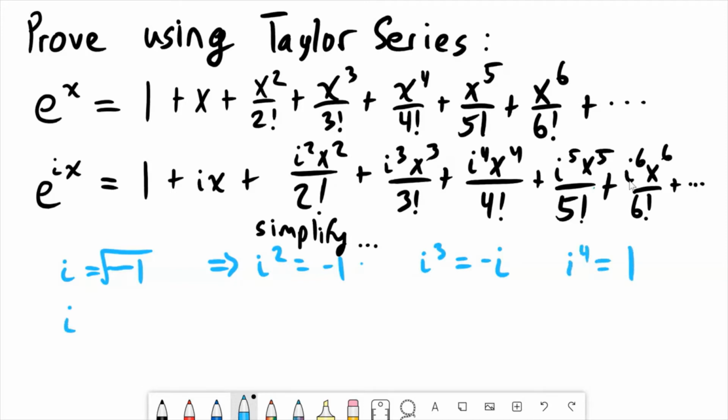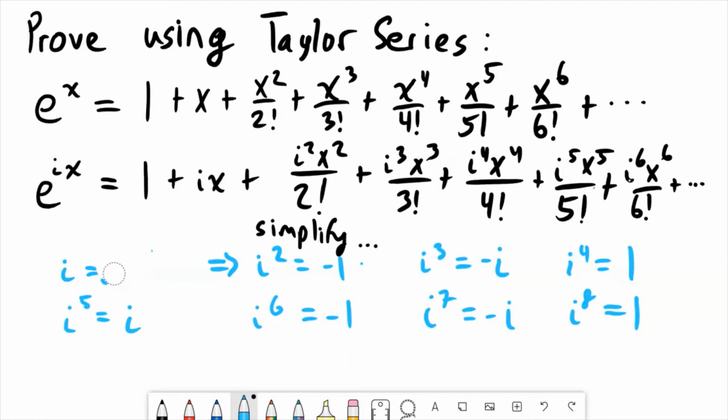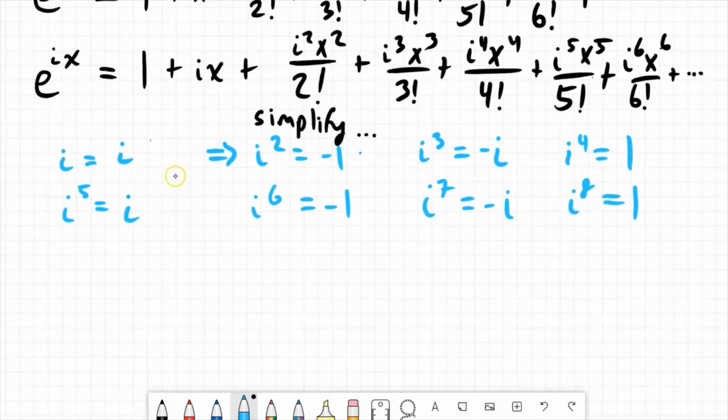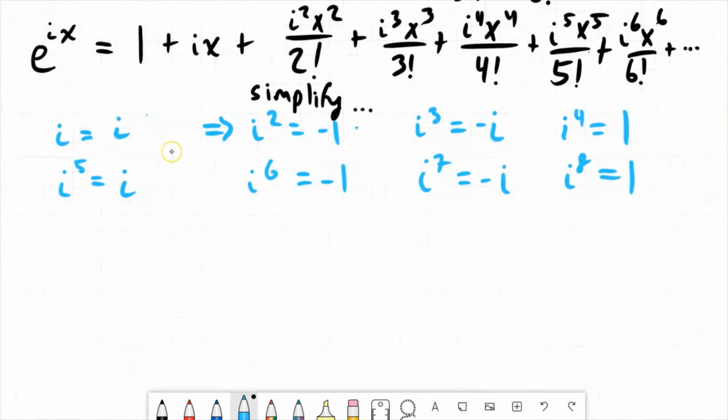And then if we continue this on, i to the 5th is equal to 1 times i, which is i. And then i to the 6th is -1, right? We're continuing this pattern that goes in basically a type of circle, where we're alternating between -1, i, -1, -i, 1, and then we go over and over again. I'm going to keep this as i for now, but you know what i is. i is the square root of -1, but for our purpose we're going to keep it as i. Let's simplify this expansion. What do we get?